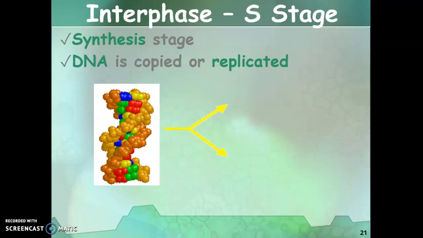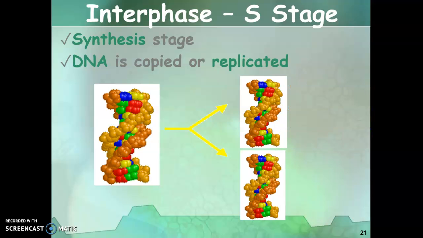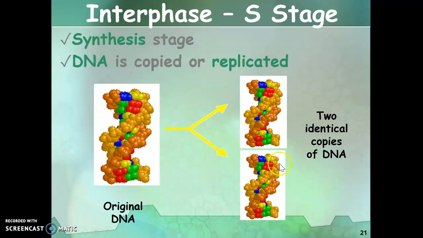One DNA strand is copied, and as a result, you get 2 identical copies of that DNA strand, or not just one strand, of every single strand of DNA in that cell. So at the end of this, every chromosome is then made from 2 sister chromatids held together by the centromere.